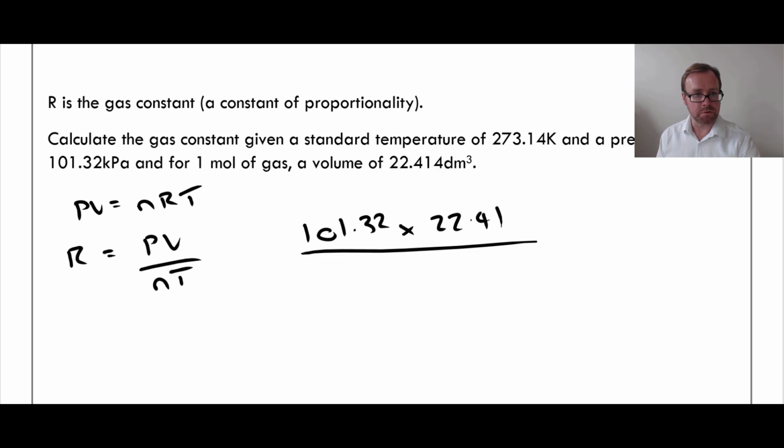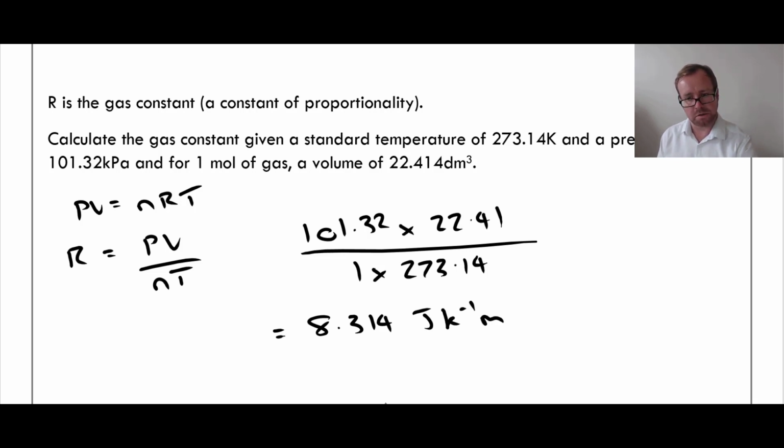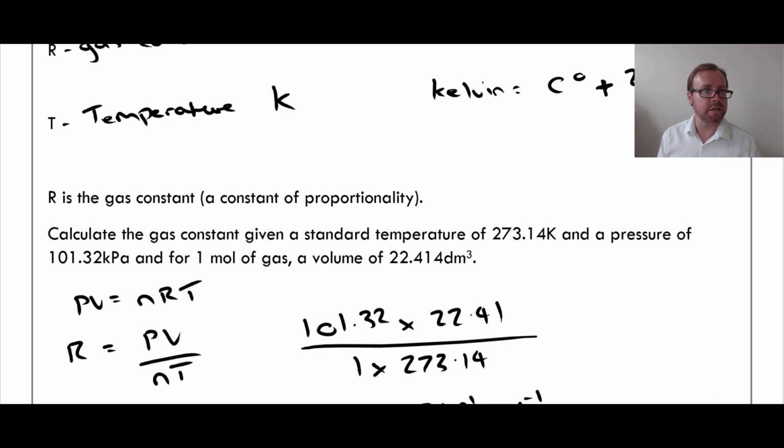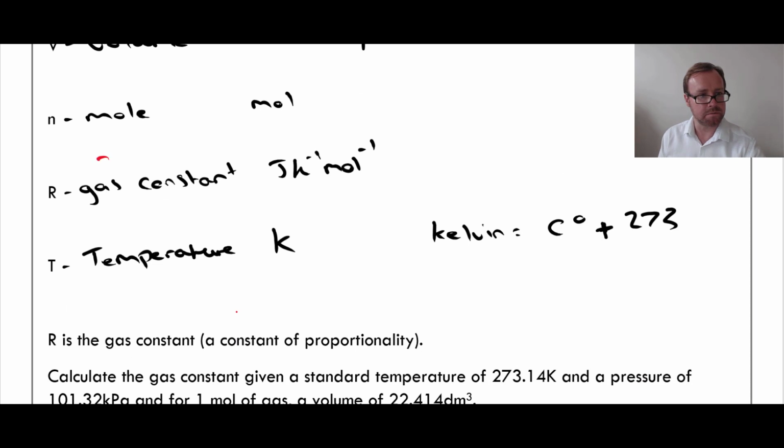My number of moles of gas is 1, times my temperature, which has already been converted into Kelvin, 273.14, gives me a value of 8.314 joules per Kelvin per mole. And unsurprisingly, this is the value of my gas constant. You don't need to remember this. It's given in most data booklets, but that's what it is, and we calculated it as well.